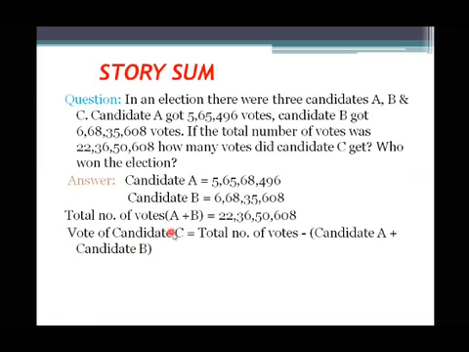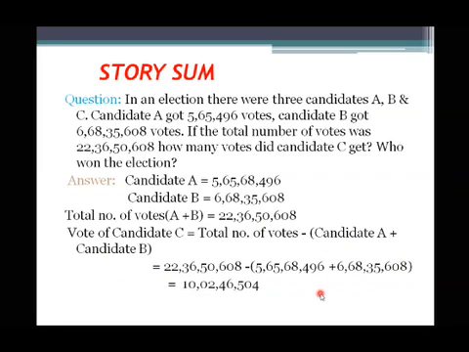Now, votes of candidate C: total number of votes minus candidate A plus candidate B. So we got A plus B total votes, 22,36,50,608, minus candidate A and candidate B, both you have to subtract. Then you will get 10,02,46,504 votes. So candidate C got this many votes.